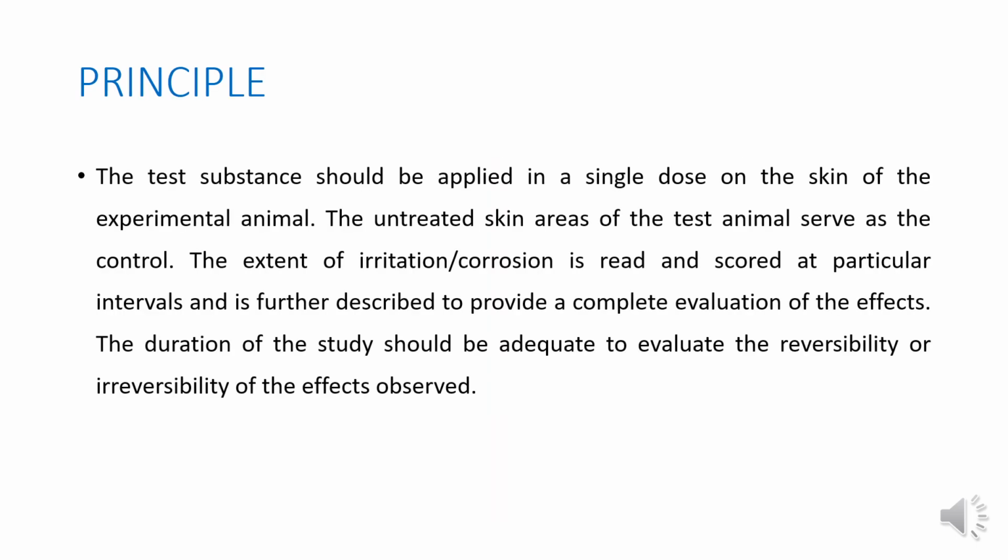Principle. The test substance should be applied in a single dose on the skin of the experimental animal. The untreated skin area of the test animal serves as the control. So basically, whatever test substance we need to check has to be applied as a single dose on the skin of the experimental animal, and the untreated skin area of the animal will be considered as control. The extent of irritation or corrosion is read and scored at particular intervals and is further described to provide a complete evaluation of the effect.